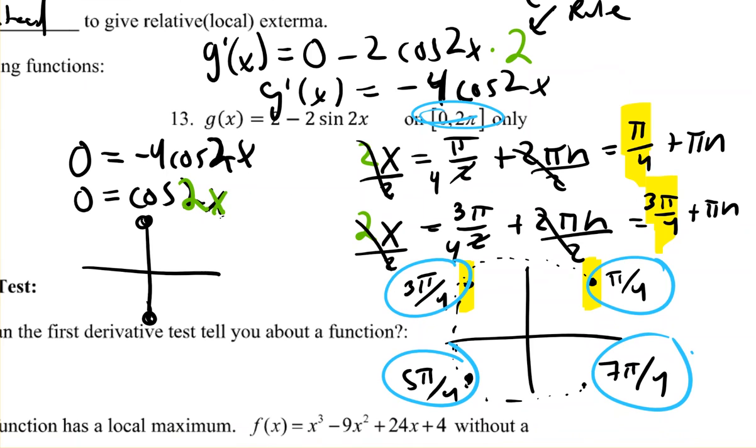Okay, follow-up questions for this one, number 13. Do you guys remember doing that in pre-cal? Solving the equations, the plus 2 pi n, all that kind of stuff?